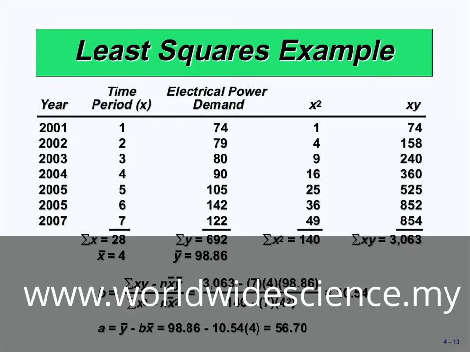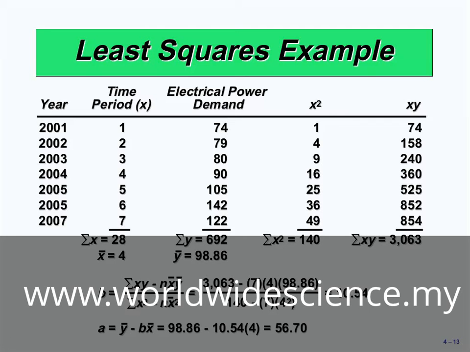28 divided by 7, because we have 7 numbers here. Sigma X divided by the number of the time periods gives you X bar. So X bar equals sigma X divided by the number of periods, and here it is 7. Sigma X equals 28. If you calculate 1 plus 2 plus 3 plus 4 plus 5 plus 6 plus 7, you will get sigma X equals 28.